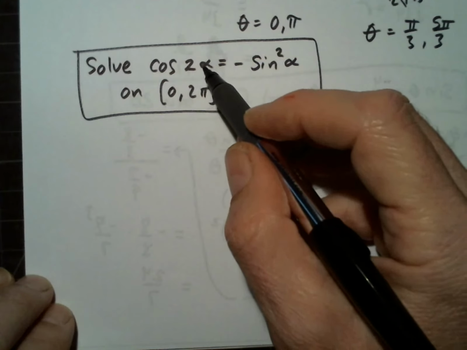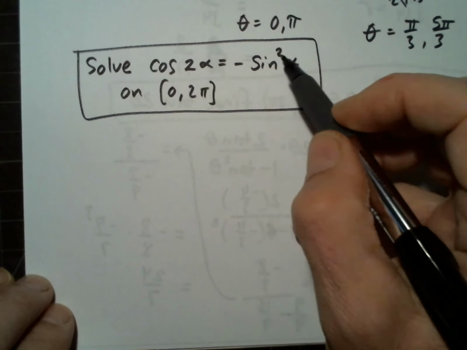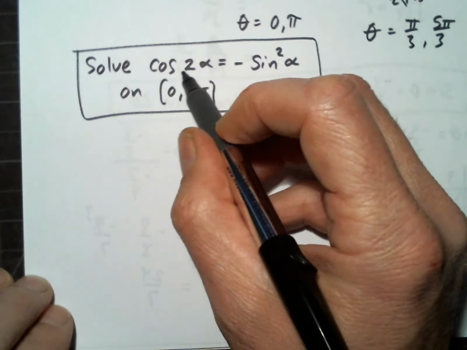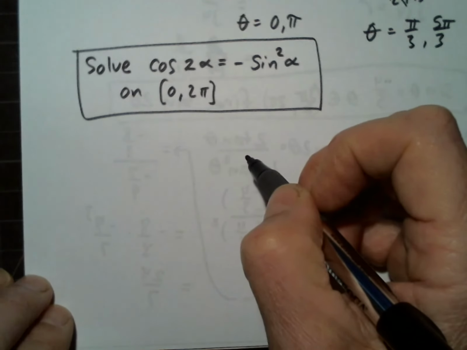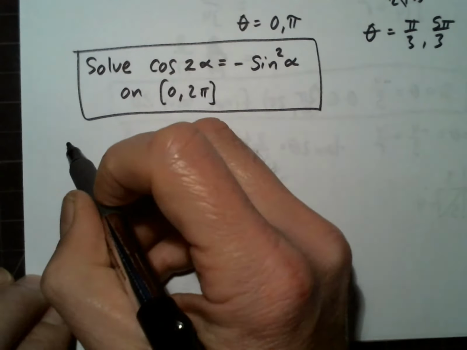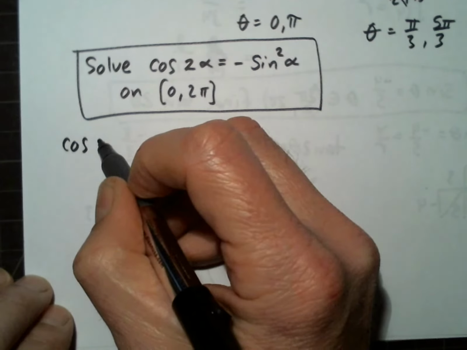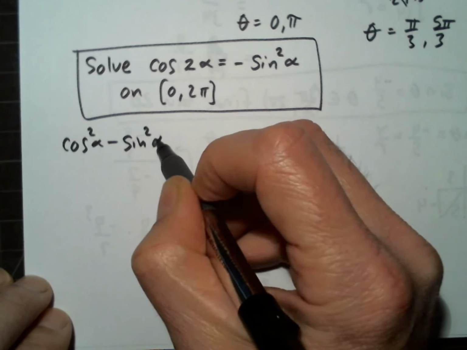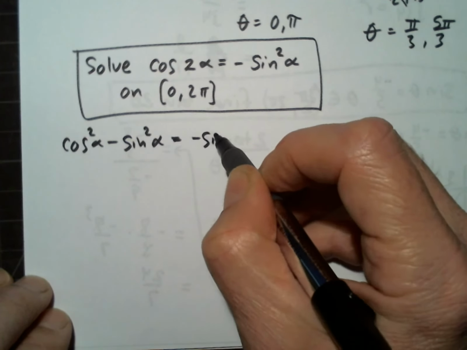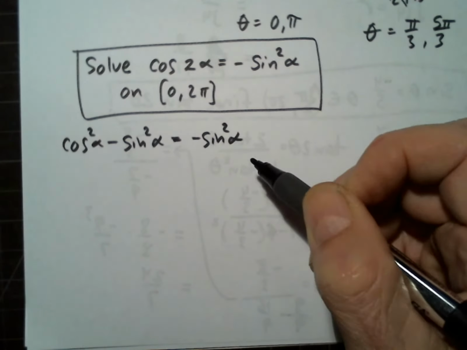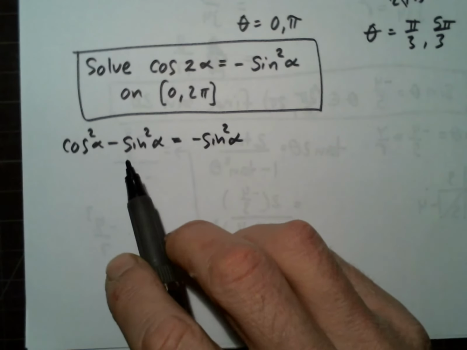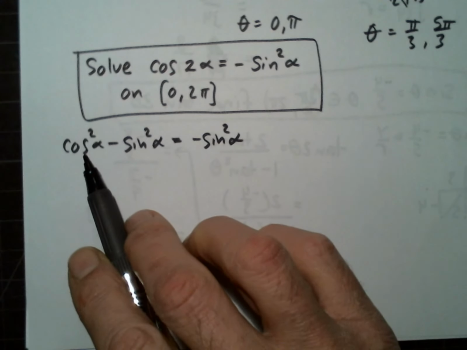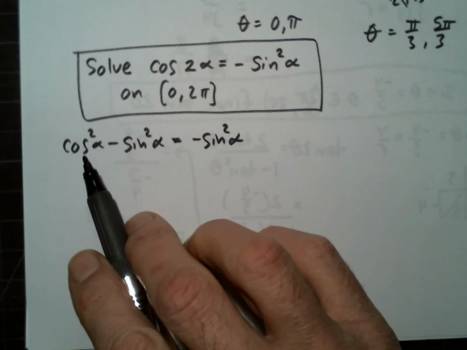So we have cosine 2 theta and then theta. We need to rewrite 2 theta as theta. So cosine, we have some choices. We could write it like this: cosine squared theta minus sine squared theta equals, and we could do it this way, but we just have cosine there. We would have to rewrite that.